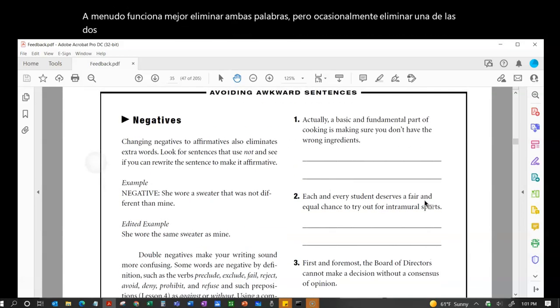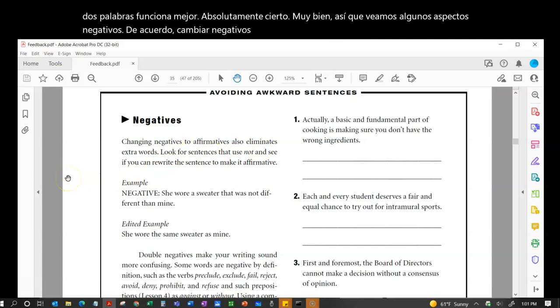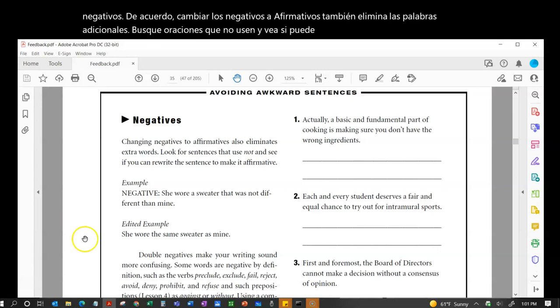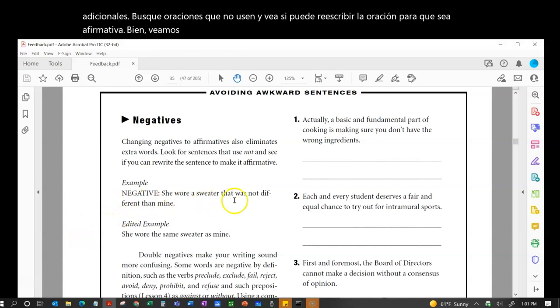Absolutely true. All right, so let's look at some negatives, okay? Changing negatives to affirmatives also eliminates extra words. Look for sentences that use not and see if you can rewrite the sentence to make it affirmative. Okay, let's look at the example. Here's a negative sentence. She wore a sweater that was not different than mine.